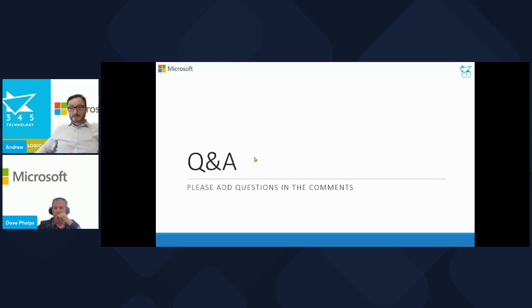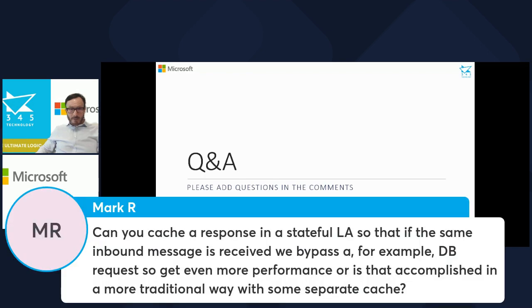Okay, Q&A. So we've got loads and loads of things in the comments. Thank you so much for those. I'm just going to have a quick flick through. So let's have a look at this one. So Mark is saying, can you cache a response in a stateful Logic App so that if the same inbound message is received, we bypass, for example, a database request? Then if you can do that in a separate cache.